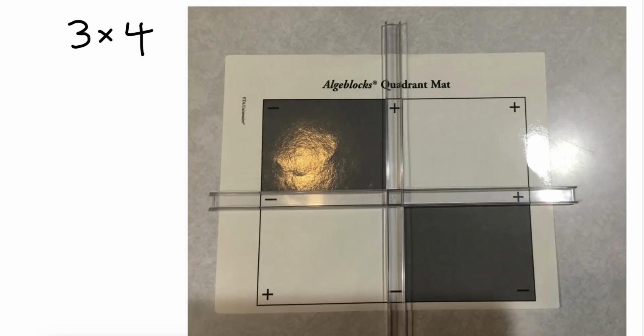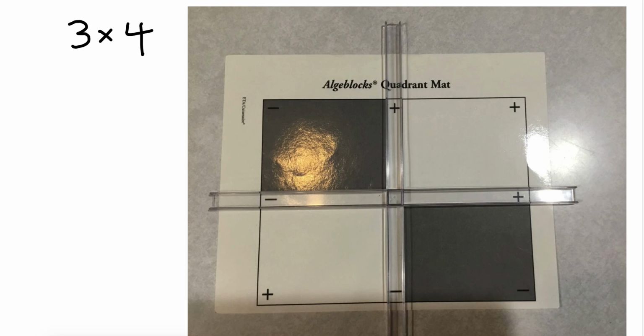Now that you have these items, let's set them up. Place your quadrant mat down, and then place the factor track on top, and you need to make sure that you place it so that you can put the green blocks inside of these parts of the factor track. Now what we're going to do is multiply 3 times 4.